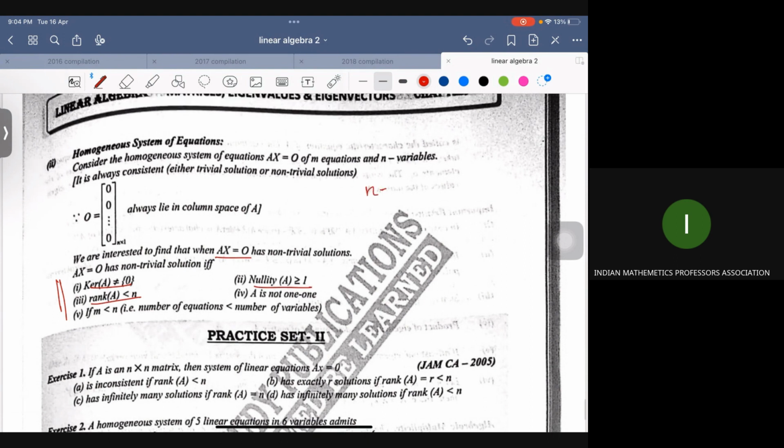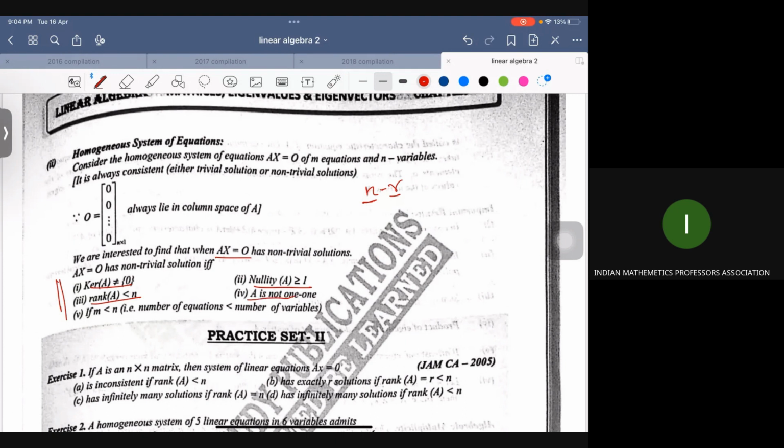And for homogeneous, keep note of it. For a homogeneous system, Ax equal to 0 has a non-trivial solution if kernel is not equal to the zero element, if rank of A is less than n, if nullity is greater than or equal to 1. Nullity is nothing but the number of columns minus rank. If nullity is greater than or equal to 1, then Ax equal to 0 has a non-trivial solution.